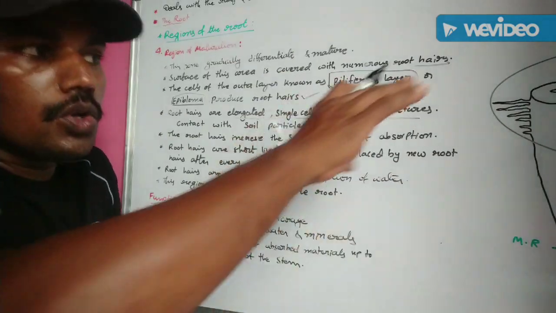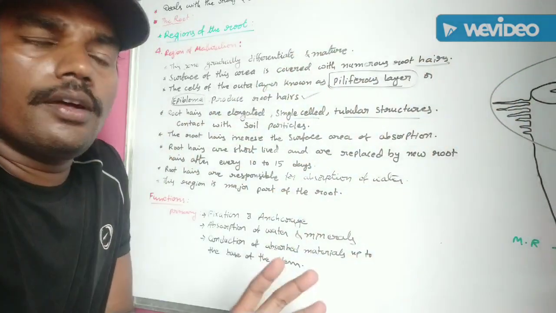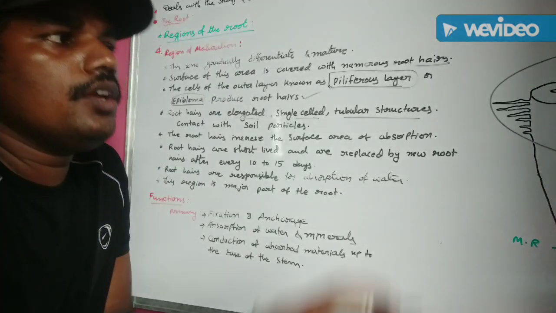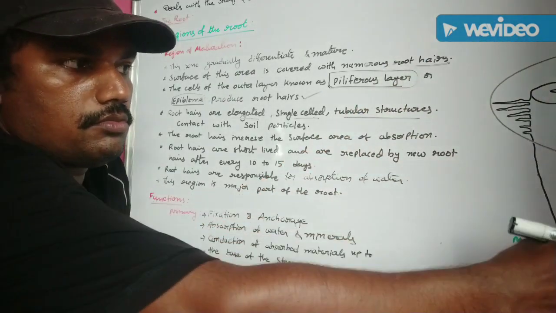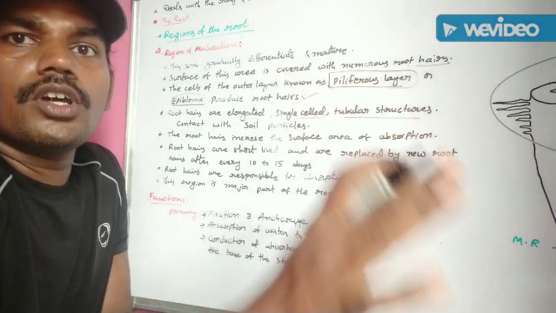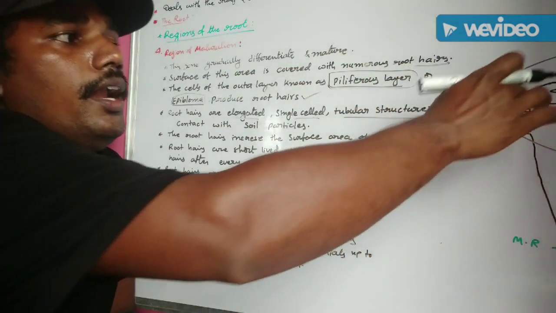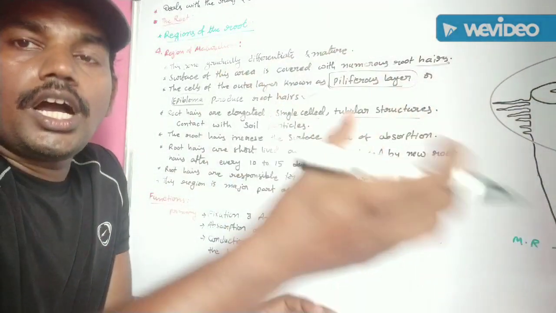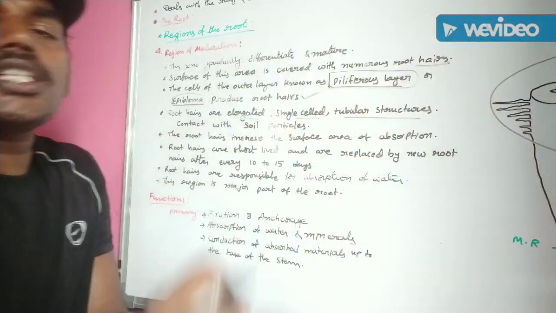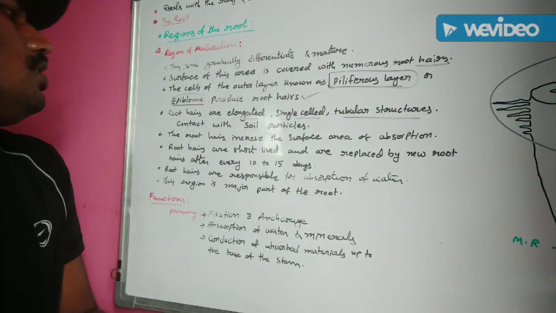Okay. The entire root does not absorb minerals and salts. Only the root tip region and elongation region absorb minerals and salts, and water is mainly absorbed by this maturation region.